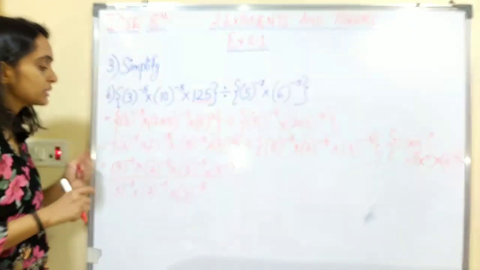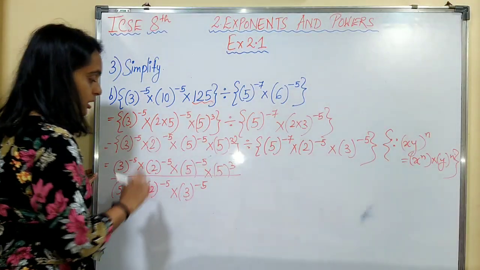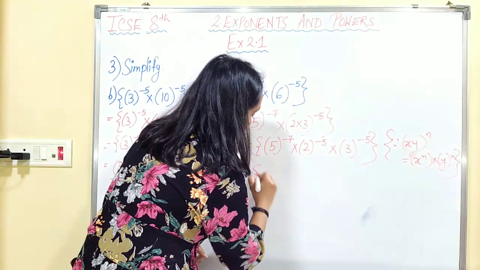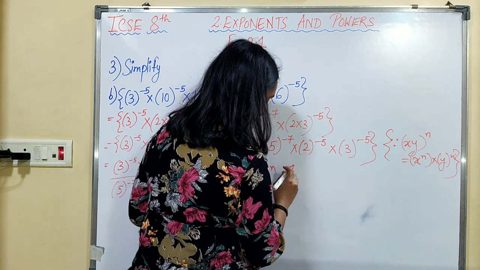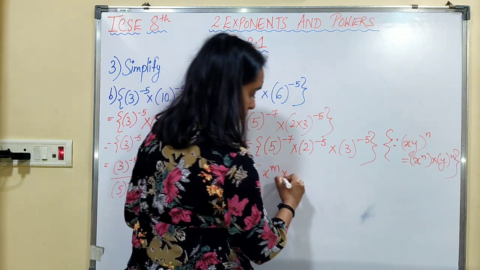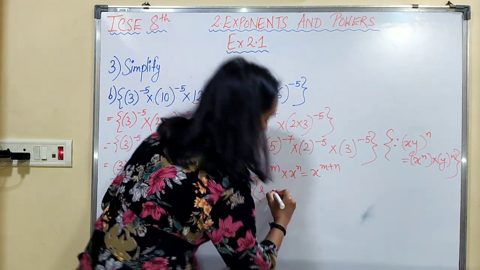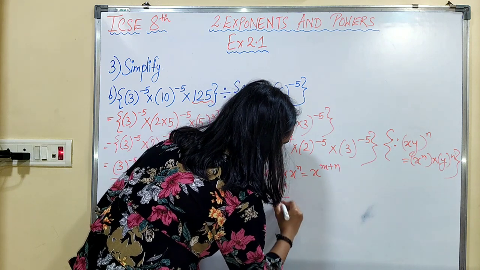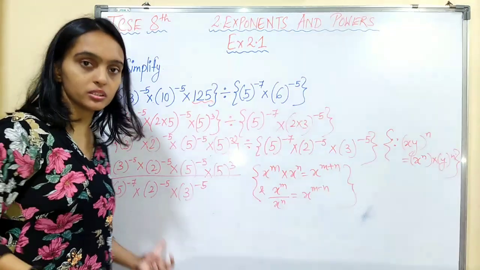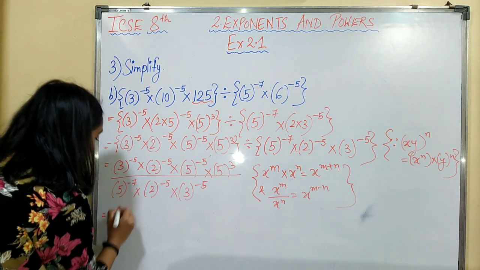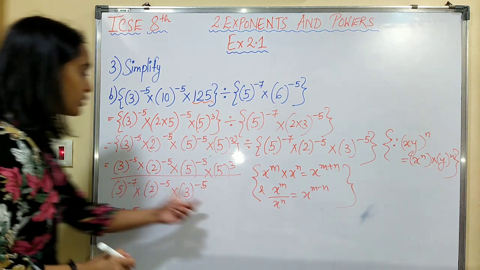Okay. Now as you can see, the bases are the same: base 2, base 5 here and base 3. You know the two laws. So by the law of product, x raised to m multiplied by x raised to n gives you x raised to m plus n, and x raised to m divided by x raised to n gives you x raised to m minus n. So we will use both these laws here. Okay. So you will get 3 raised to minus 5 is already here and divided by this.